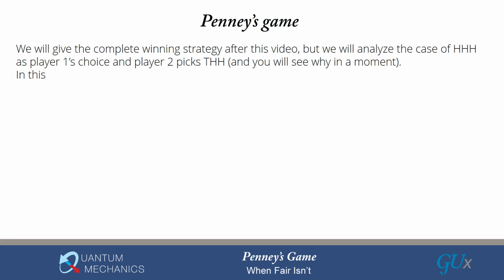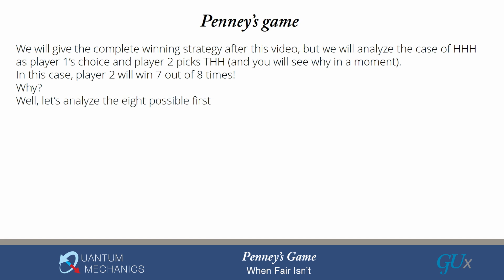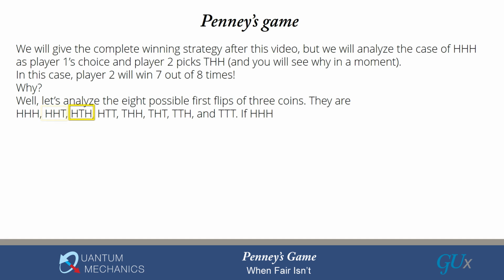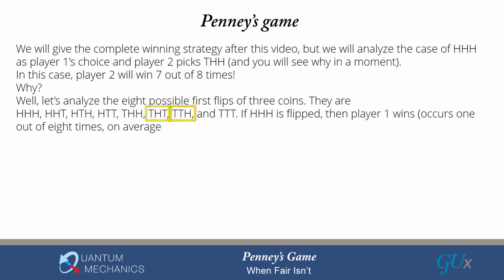Okay, in this case, player 2 is going to win 7 out of 8 times, which is kind of a shocking number. So you might ask why. Well, let's try and see if we can analyze it. The idea is we have to first look at what are the 8 possible first flips of 3 coins. They're heads-heads-heads, heads-heads-tails, heads-tails-heads, heads-tails-tails, tails-heads-heads, tails-heads-tails, tails-tails-heads, and tails-tails-tails.